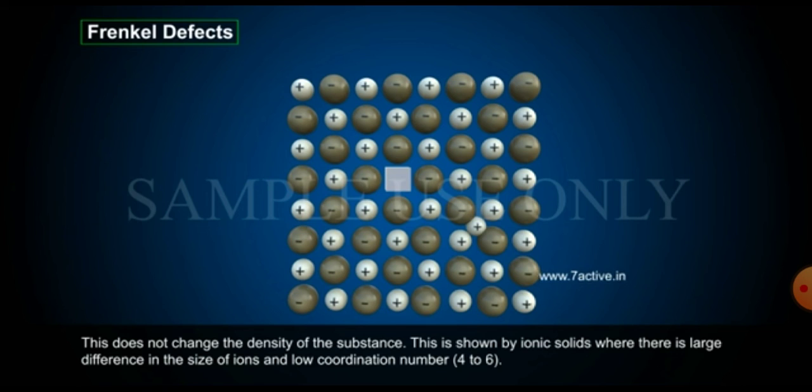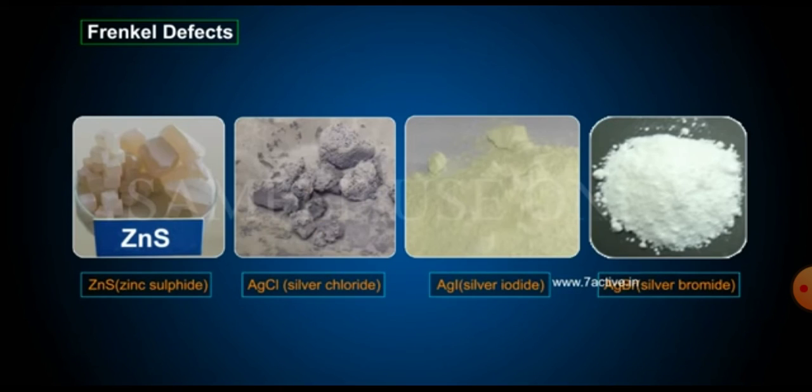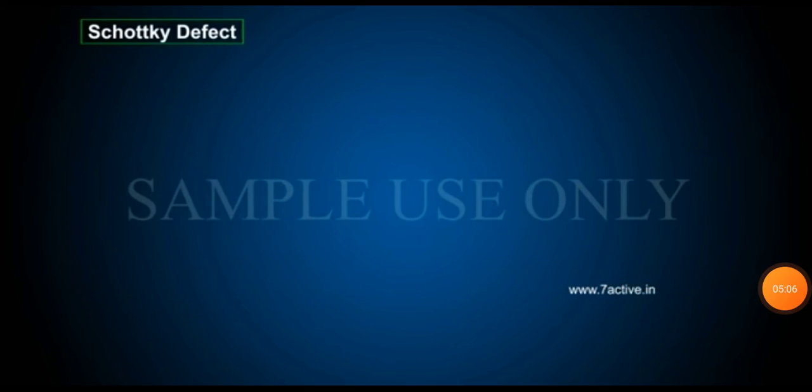This is shown by ionic solids where there is a large difference in the size of ions and a low coordination number, 4 to 6. Example, ZnS, zinc sulfide, AgCl, silver chloride, AgI, silver iodide, AgBr, silver bromide. Schottky defect.